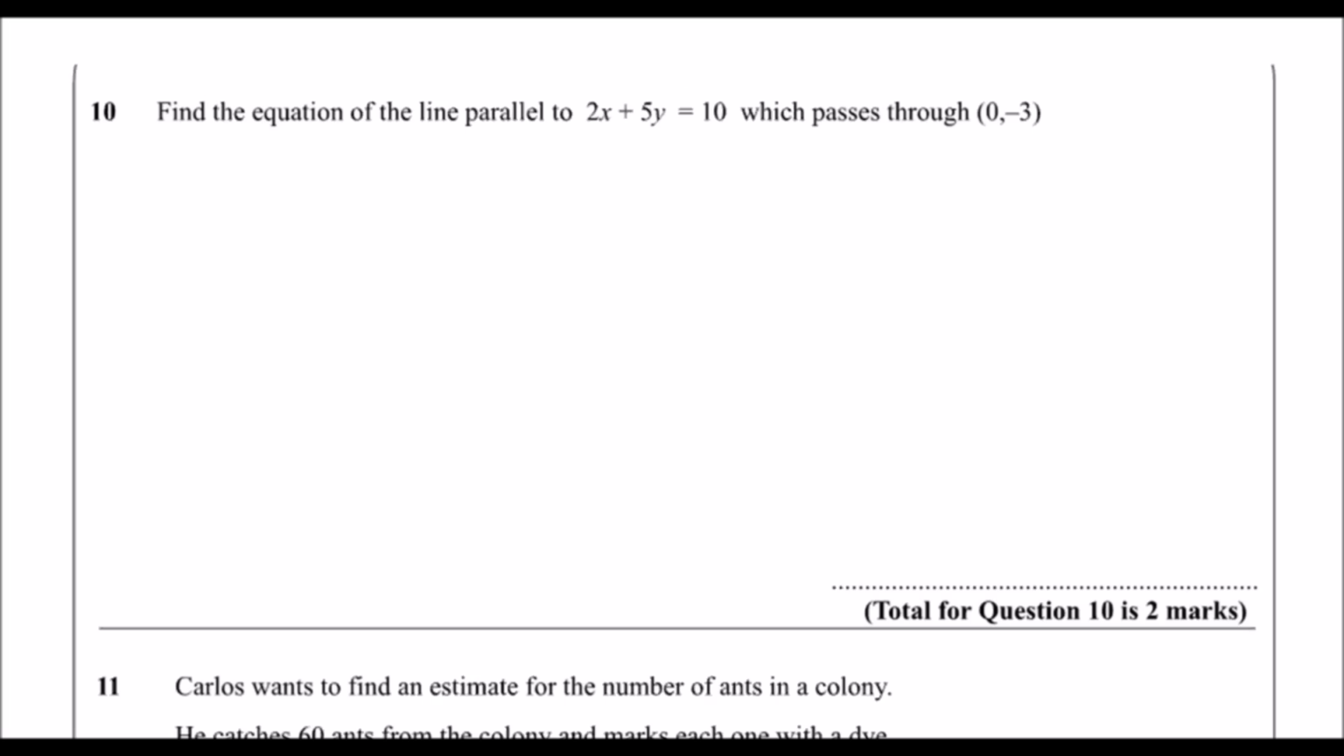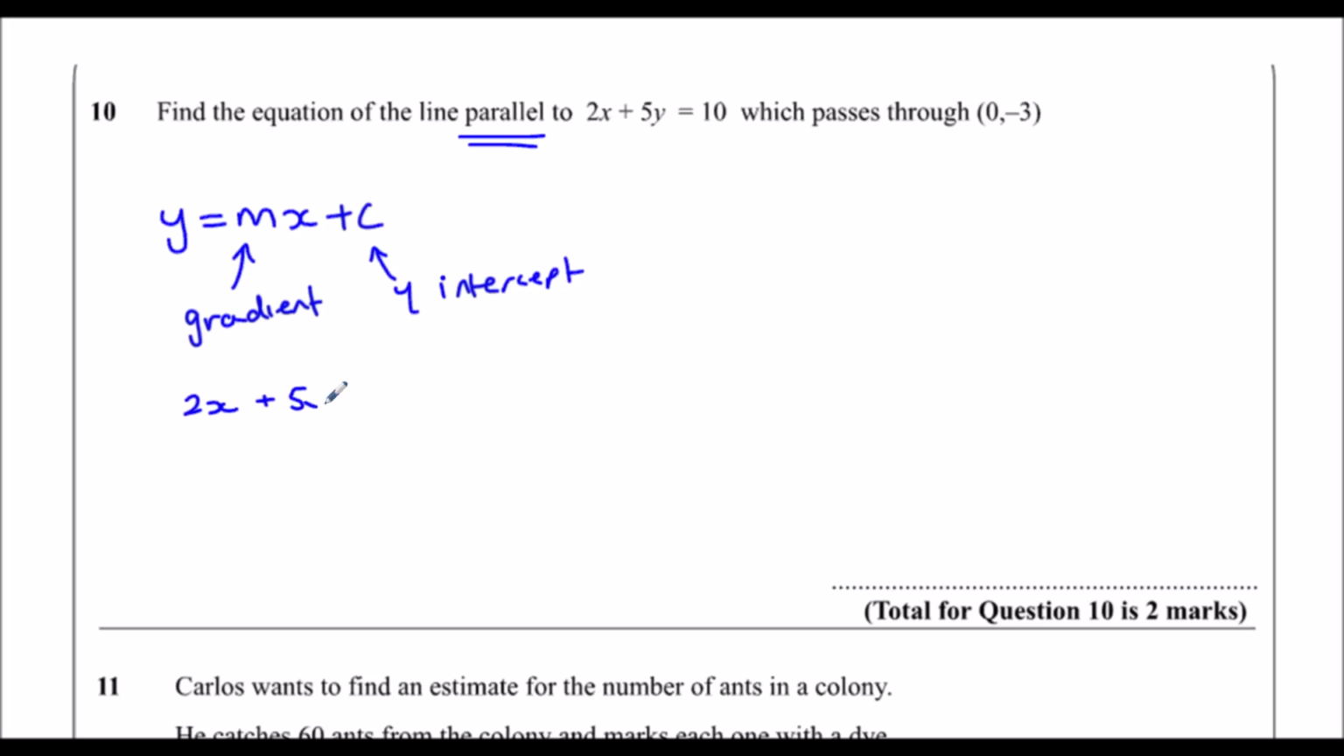Question 10. Find the equation of the line parallel to 2x plus 5y equals 10, which passes through 0, negative 3. So the equation of a straight line can be written in the form y equals mx plus c, where m is the gradient and c is the y-intercept. Parallel lines have got the same gradient. So the gradient of this line, 2x plus 5y equals 10, will be the same as the gradient of the line in the answer.